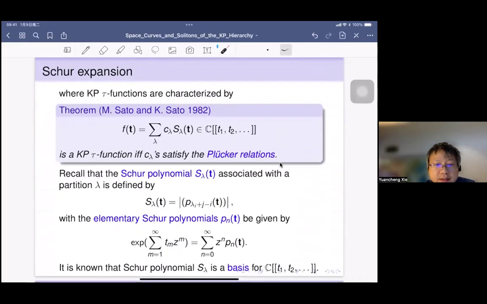Here is a characterization of the tau function. The tau function is characterized by the following condition. If we expand any function f of t in terms of the so-called Schur polynomials, we get some coefficients. And f is a tau function of the KP hierarchy if and only if the C lambda satisfy all the Plücker relations.